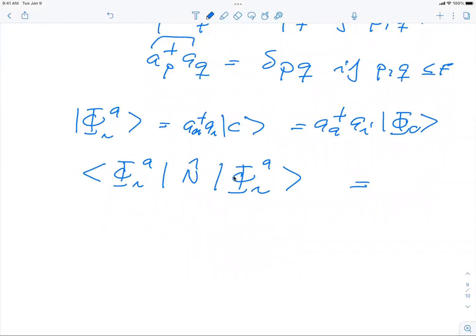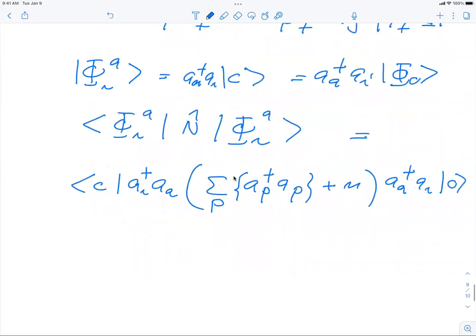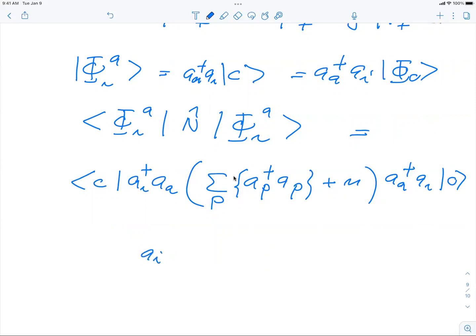So this is going to be equal to, so I'm going to have a state C, I have my a_I dagger a_A, and this now becomes equal to a_I a_A dagger because I'm taking the Hermitian conjugate. And this is now multiplied with the sum over P of a_P dagger a_P plus N. And this is again multiplied with a_A dagger a_I, like that. So let's look at the contractions now. Let's only take those. So we have three normal ordered operators.